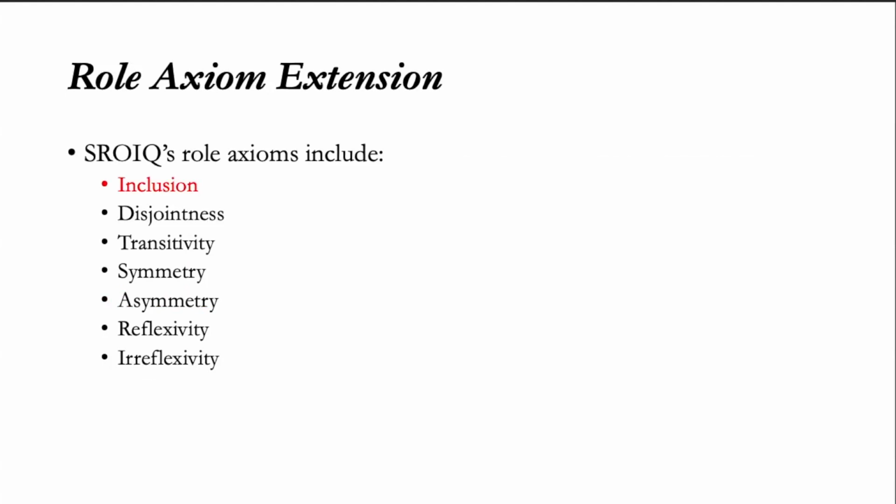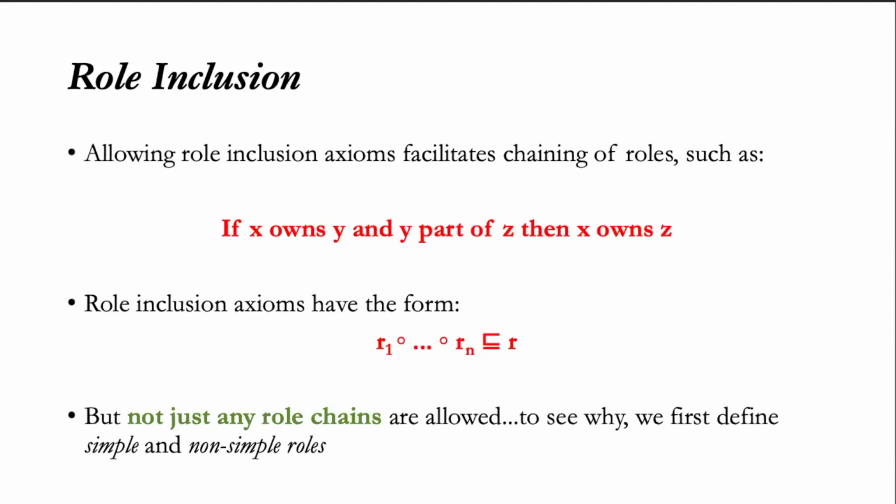Inclusion. Now, that was not one you saw there, but I'll let you know what it means. Allowing role inclusion axioms facilitates chaining of roles, such as if X owns Y and Y is part of Z, then X owns Z. That doesn't seem true, but anyway, it's an example. So role inclusion axioms have this form. If you're thinking about the mathy stuff, it's right there.